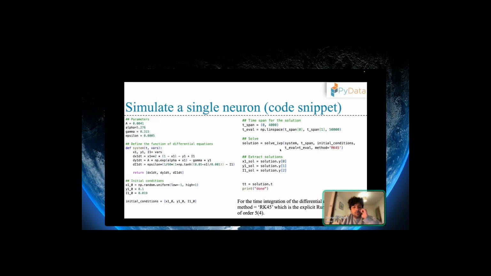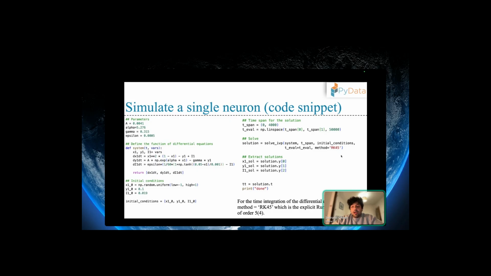And then you solve. So this is the particular solver Python program. It's just a one-liner, and you can see here you're just feeding the system that we defined into solve_ivp. You feed the time span, the initial conditions, and the time evaluation, and then you choose a particular method.